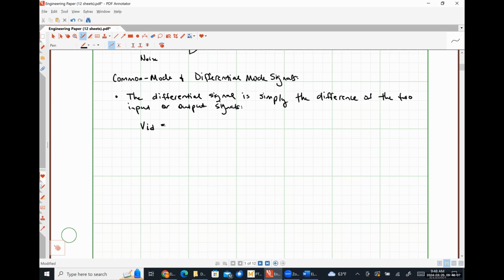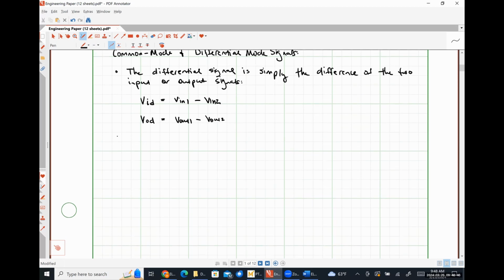And that is literally just going to be the difference between VN1 and VN2. And then our output differential mode signal, VOD, is simply the difference between Vout1 and Vout2. So pretty easy to understand what's going on with our input and output differential mode signals. We just take the difference of the input signals, take the difference of our output signals. Nothing particularly wild or crazy there.